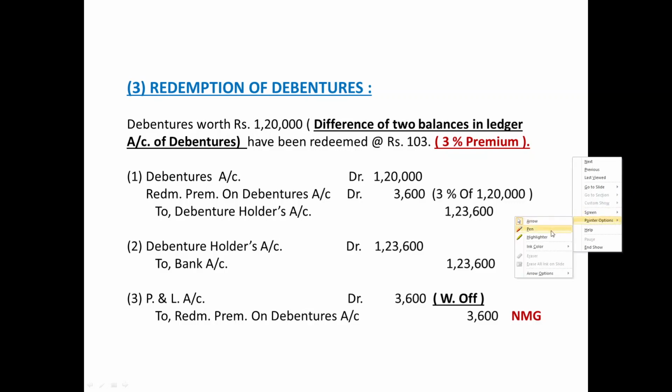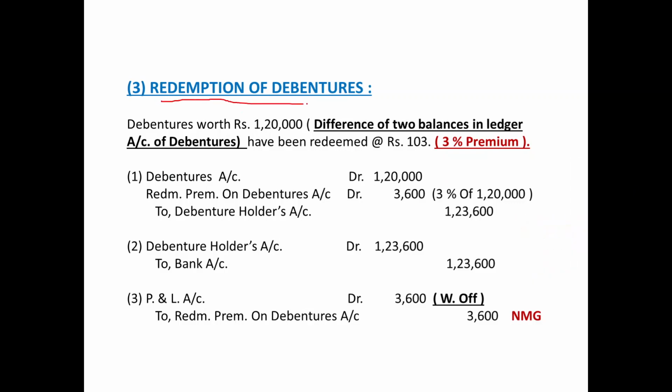Have a look on this working note number 3, redemption of debentures. Debentures worth rupees 1 lakh 20,000. How we decided it? Difference of two balances in the ledger account of debentures. We already verified it in the balance sheet also. Have been redeemed at rupees 103 means at 3% premium.